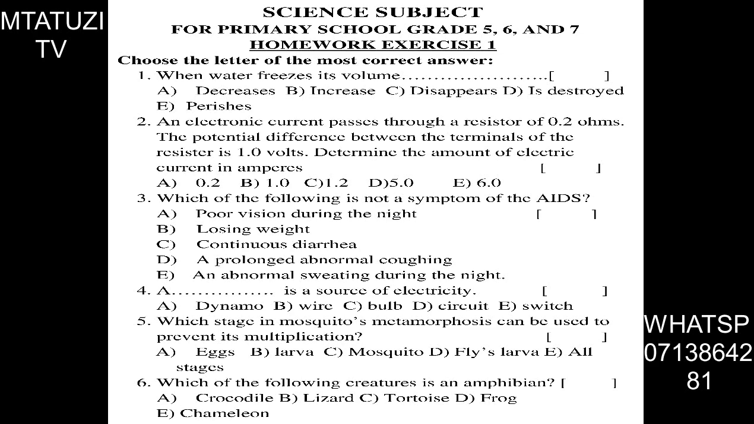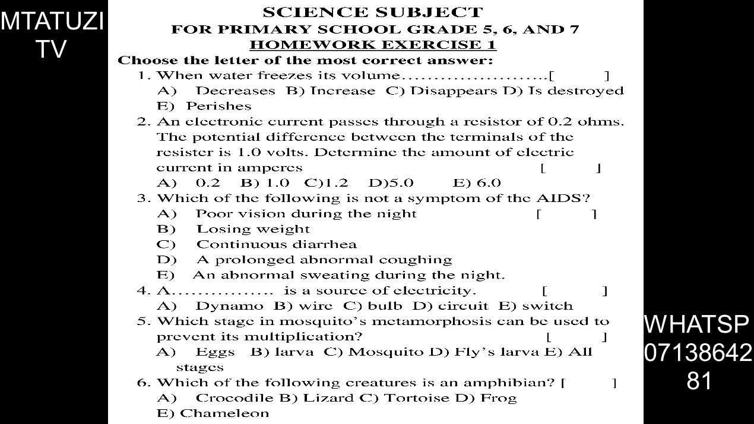The alternatives given: A, poor vision during the night; B, losing weight; C, continuous diarrhea; D, a prolonged abnormal coughing; and E, an abnormal sweating during the night. Which is the correct answer here? You have to pick the correct answer from the given alternatives. Which is not a symptom of AIDS? You can choose and put it in the bracket.